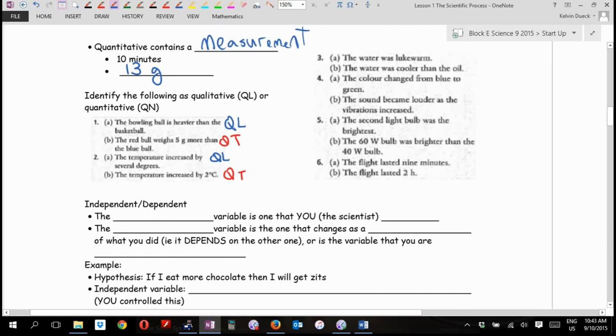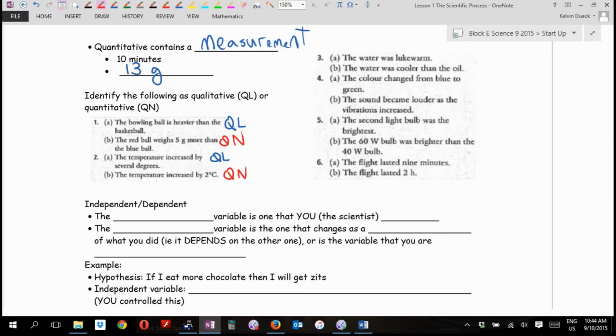3. A says the water was lukewarm. B says the water was cooler than the oil. Which one of those is... Oh, you know what? I said QN and I'm using QT, didn't I? Well, let's go with what the handout said. If you went QT, that's fine. But I guess I said QN up there. I really should have gone QT.